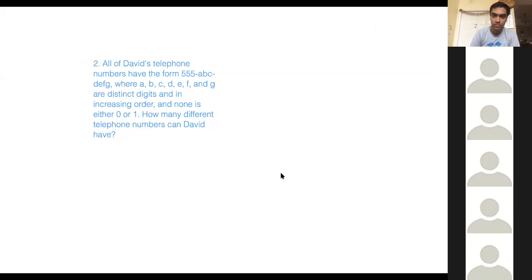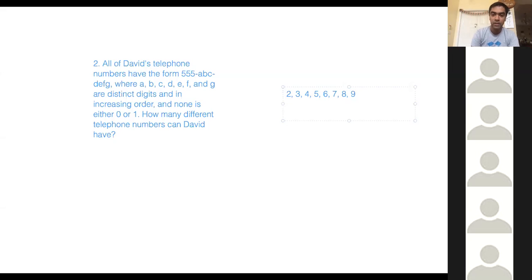Okay, 8 is correct. Vedant, can you explain? Yeah, so since it's not 1 or 0, the only values could be 2, 3, 4, 5, 6, 7, 8, or 9. So to find the number of combinations, there's 7 letters, so I did 8 factorial over 7 factorial. And I got 8 as the answer.